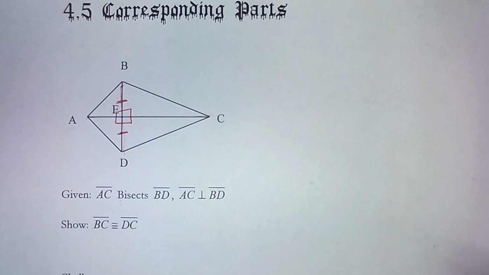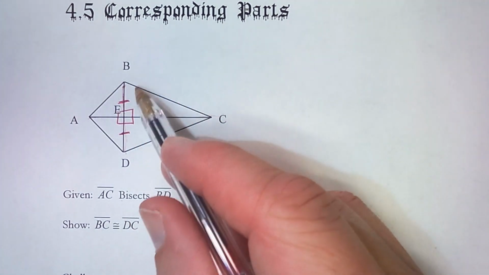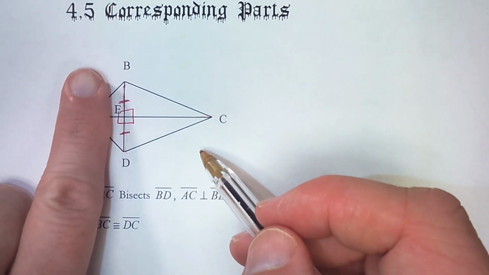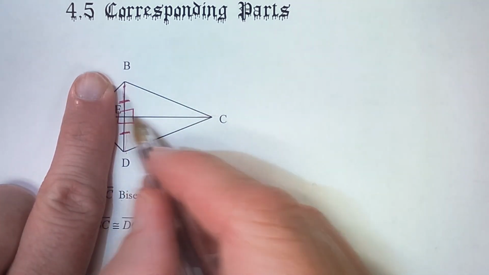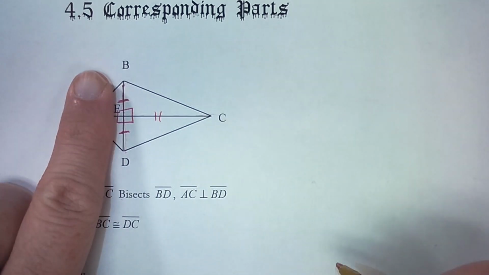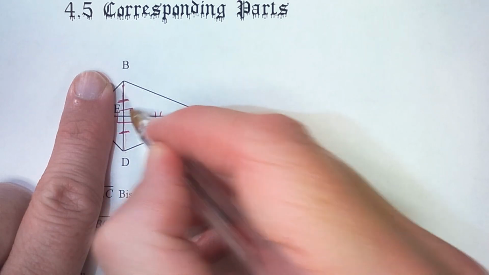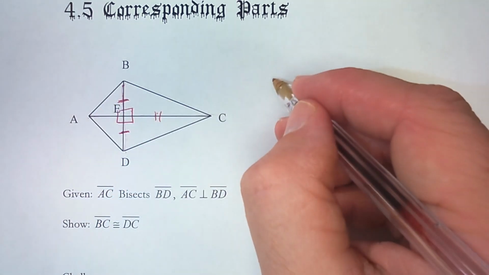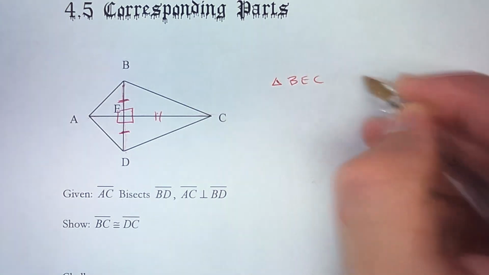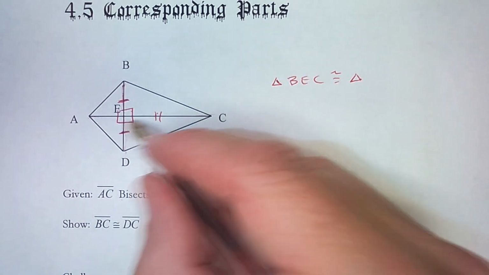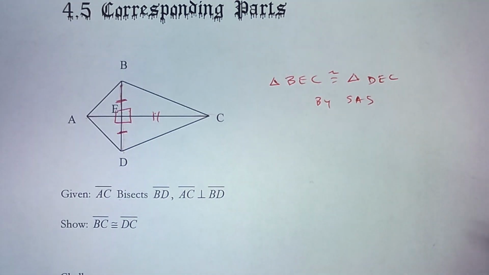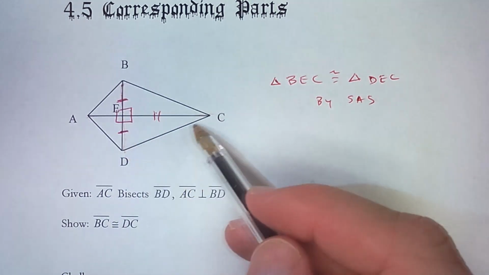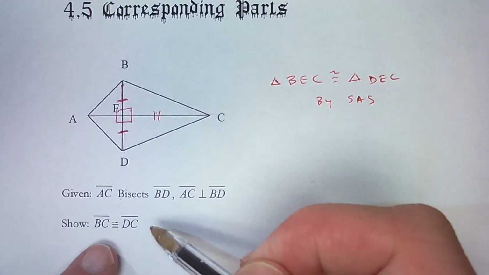Now if I just focus on this part over here and pretend that the rest no longer even exists, I could say that these two triangles share side EC. So by the reflexive property, I can say that EC is congruent to itself, and that gives me side, angle, side. So triangle BEC is congruent to triangle DEC by side, angle, side.